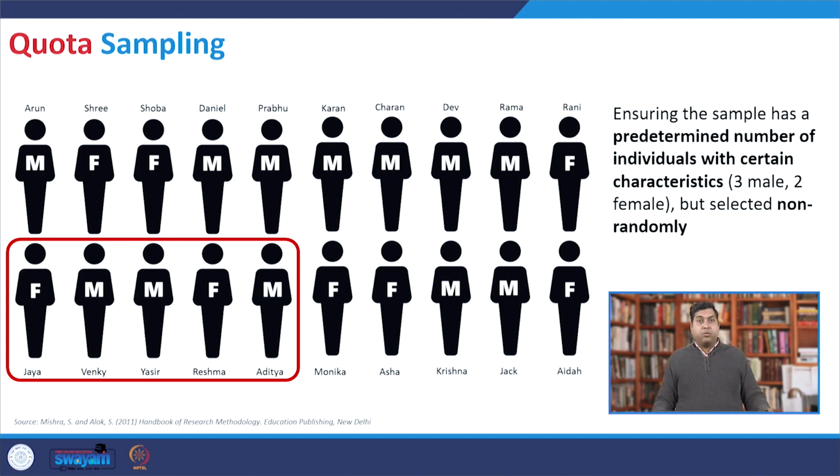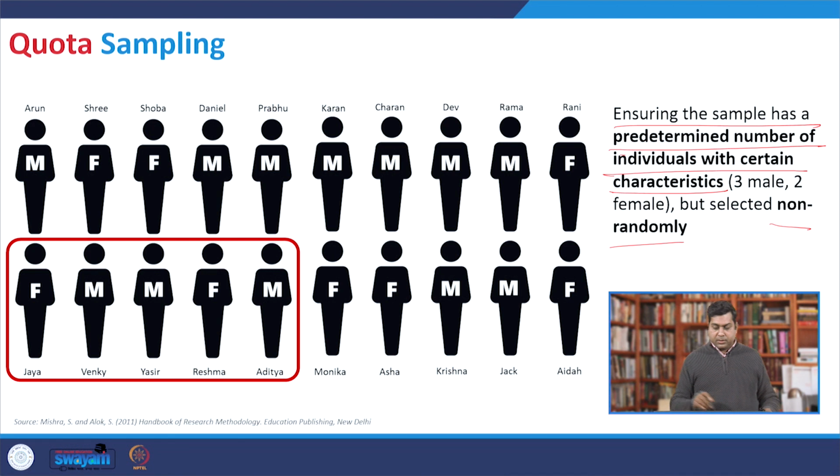Next we go with quota sampling. So what exactly is it? Here we ensure the sample has a predetermined number of individuals with certain characteristics, but the selection is non-random. For example, I want to pick a sample of 5, and out of that there should be 3 male and 2 female.